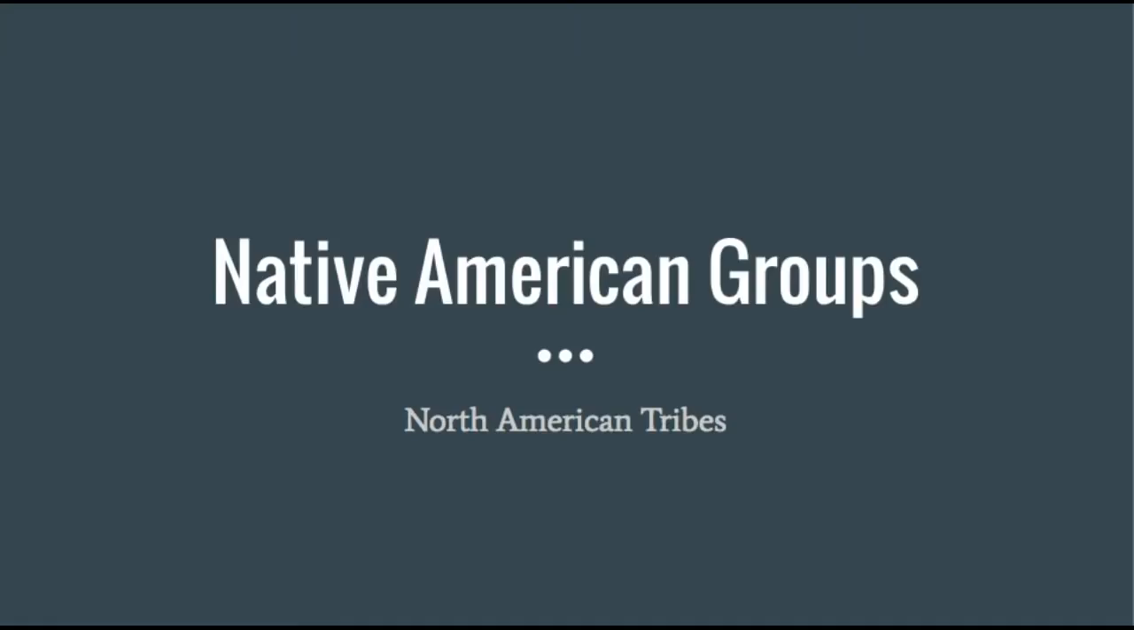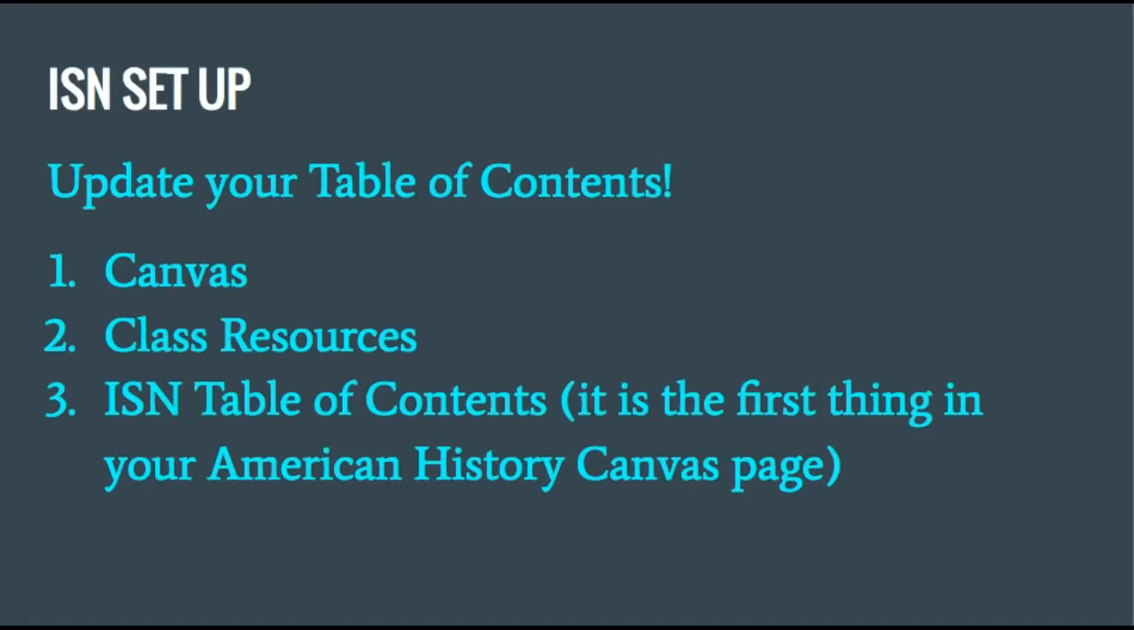So the first thing you're going to do is make sure you have your notebook and some colored pencils. Once you have your materials, you need to update your table of contents. You go to Canvas. It's the very top first thing in Canvas when you go to American History. It says Class Resources, and then it'll say ISN Table of Contents. It's that very first thing, so you should be easily able to find it. Make sure your table of contents is all updated because I see a notebook check in your very near future.